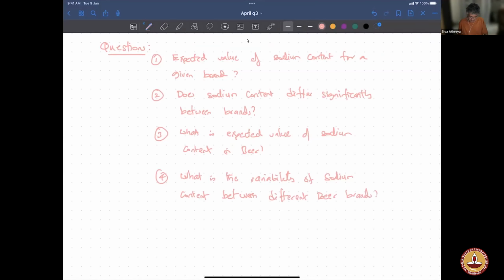This data set is from a paper in 2005. That's the data I'm going to take. I'll give a reference on the course website. It's Kuttner et al.